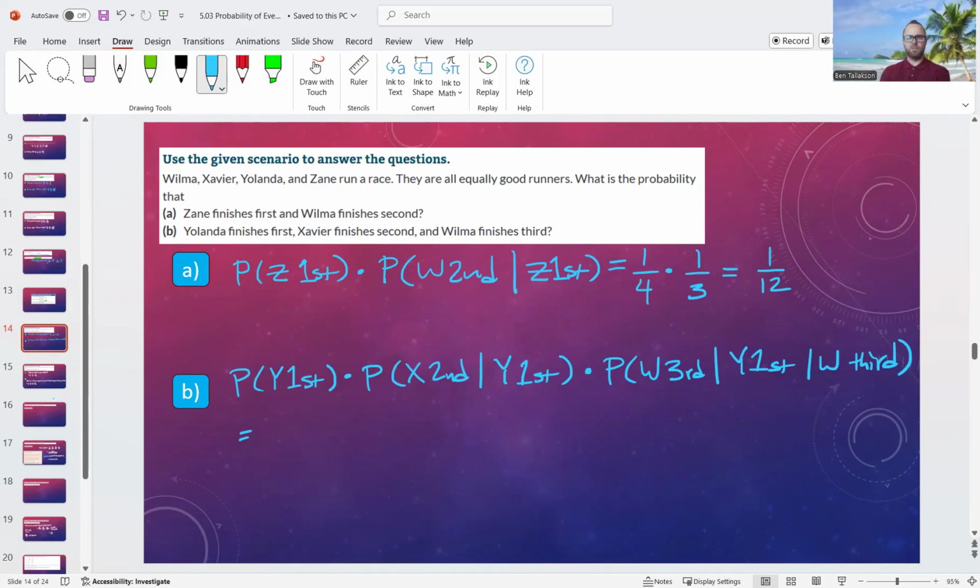Probability of Yolanda finishing first, we already figured that out. That's 1/4. Probability that Xavier finishes second, given Yolanda finished first. Well, once again, there's only one Xavier, and if Yolanda finished first, there's only 3 runners left in the race. Okay, times our third probability. This one looks complicated, but it's not as complicated as you might think. The probability that Wilma finishes third. There is 1 Wilma. Given Yolanda finished first, so that means we're down 1 racer.